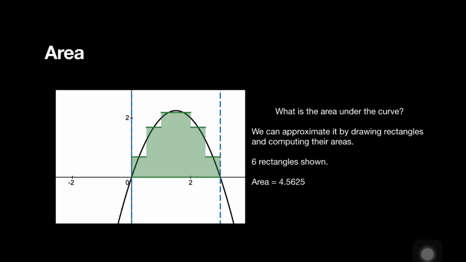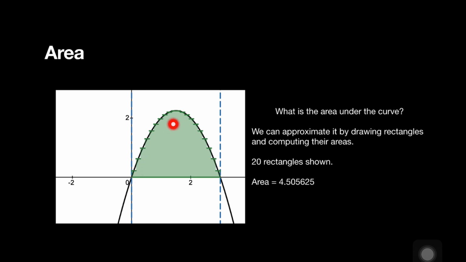And so in this case, I used 6 rectangles, and at the bottom of the screen, I have written down the area that I computed. I had my computer compute it for me. I got a little over 4.5. And the idea is if I increase my number of rectangles, so now I've got 10 rectangles, my area approximation should become more and more accurate. And so now I've got 20 rectangles. My area is pretty close to 4.5.